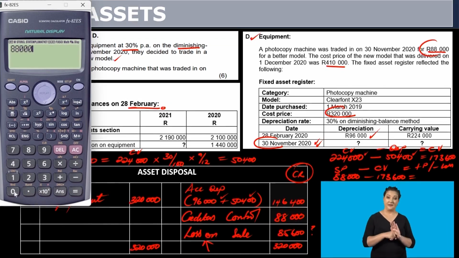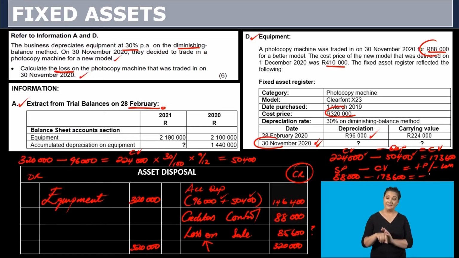88,000 minus 173,600. And then it gives you a negative 85,600. A negative 85,600. Once it is negative, that's a loss. So we have got the loss on the sale of asset, 85,600. That was the quickest way that one would have done this particular question.